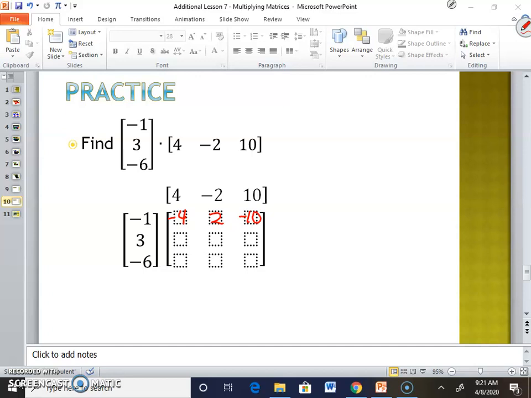Okay, so then we drop down. Now we're using our 3. So 4 times 3 is 12. Negative 2 times 3 is negative 6. 3 times 10 is 30. Negative 6 times 4 is going to be negative 24. Negative 6 times negative 2 is going to be 12. Negative 6 times 10 is going to be negative 60. Okay, so your answer when you multiply these two matrices together, negative 4, 12, negative 24, 2, negative 6, 12, negative 10, 30, 60.